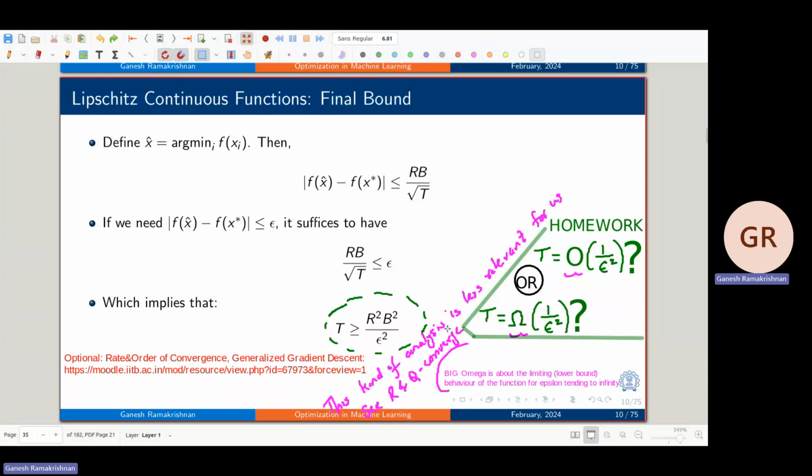So this kind of analysis is less relevant. You can think about it, the big omega is generally about limiting the lower bound behavior of the function when epsilon is tending to infinity. So not completely relevant here. We will just use O here, order, more generally, though you may be tempted to think of this as omega.